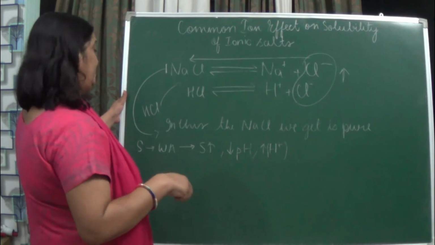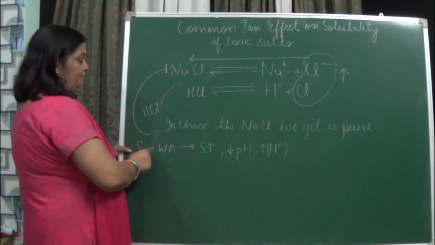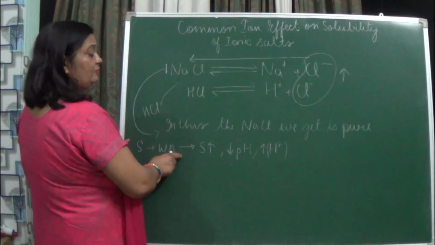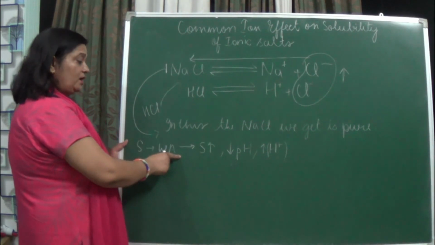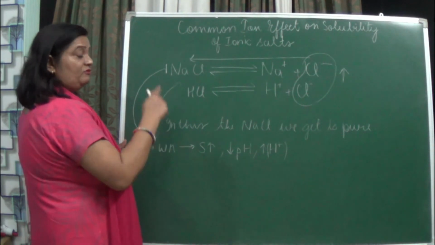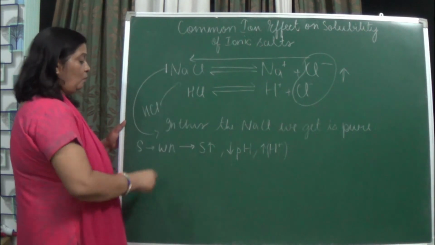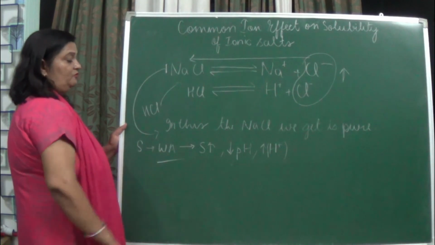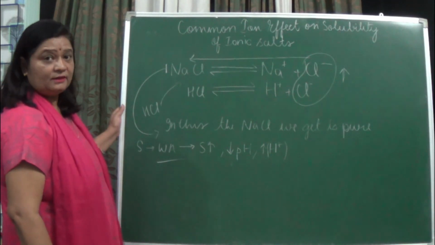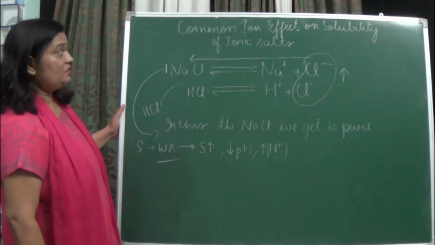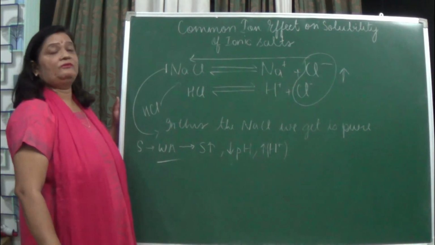Now, if we want to increase the solubility of a weak acid, we can decrease the pH. When we decrease the pH, or increase the concentration of hydrogen ions, the solubility of weak acids will be increased. So this was about the common ion effect on the solubility of ionic salts.